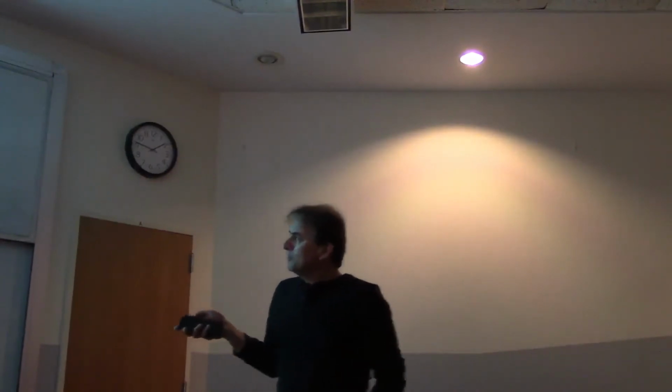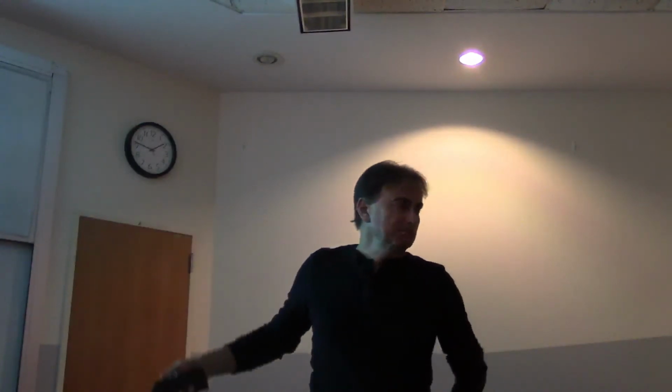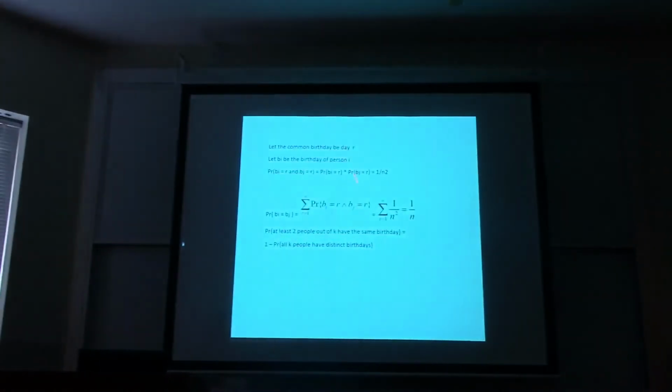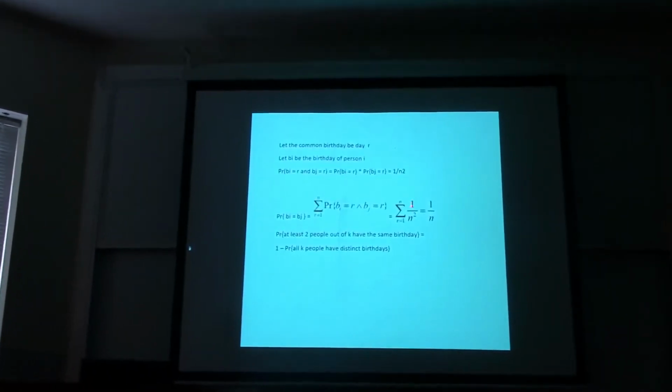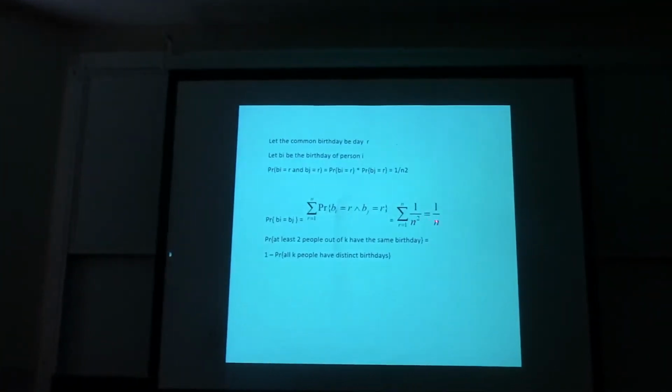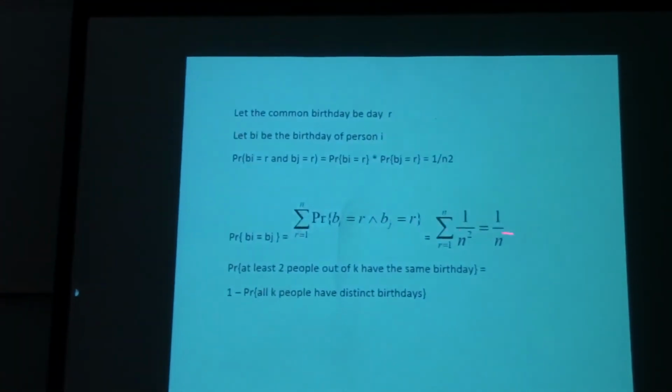Therefore, the probability that two people have the same birthday is not the same as the probability that they both are born on a given day. It's the probability that they're born on the same day, whatever that day may be. Since R ranges from 1 to n, we sum this probability of 1 over n squared over R from 1 to n, and that equals 1 over n, which is 1 over 365. So the probability that two people have the same birthday is actually 1 out of 365.